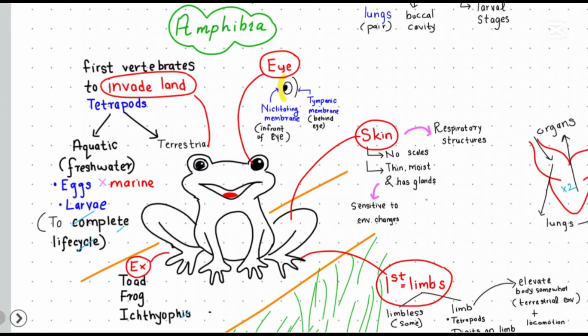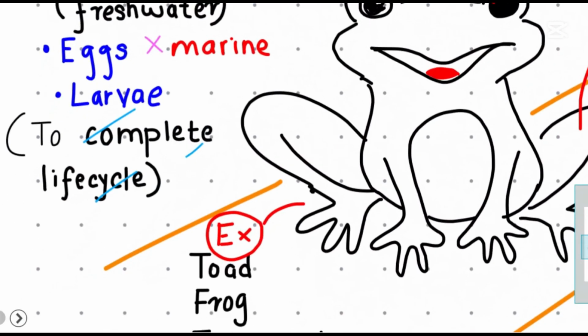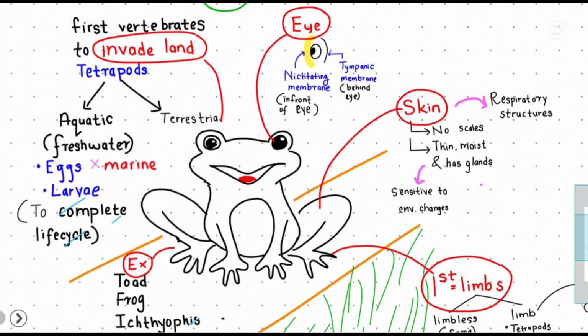So they are tetrapods. Some of them are aquatic, which means they are only living in fresh water. There are no marine species, whereas some of them are terrestrial. But we know that the eggs and the larval forms of these require water. So we can say they need water to complete the life cycle.